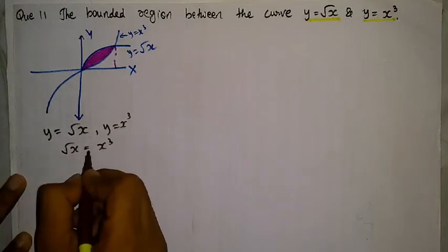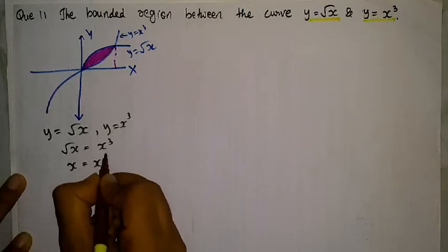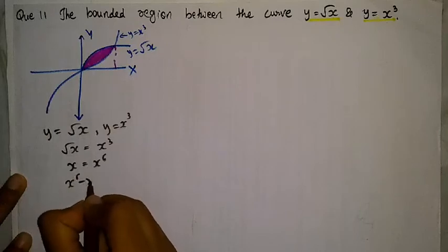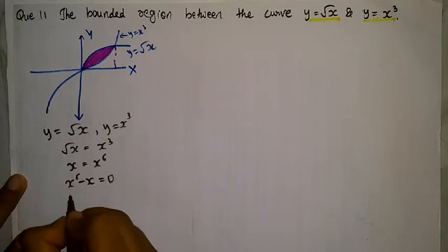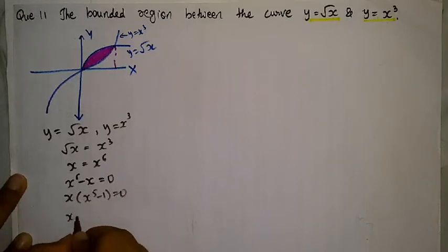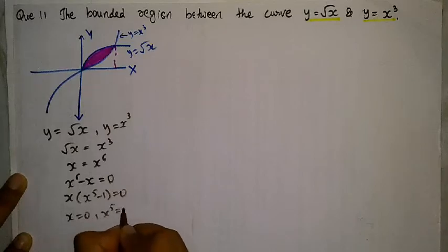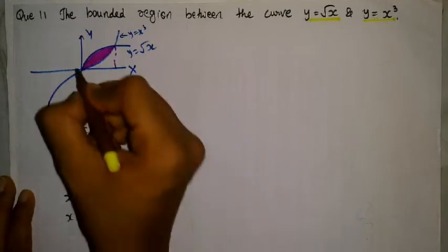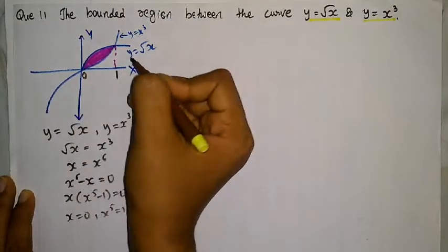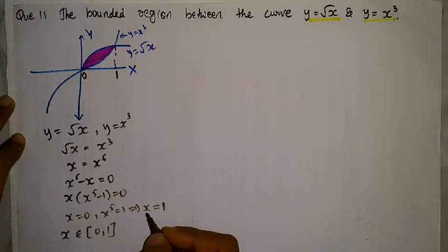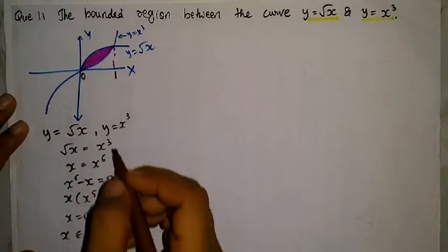Now squaring both sides, we get x is equal to x raised to 6. Taking x on one side, x raised to 6 minus x is equal to 0. Taking x common, x times x raised to 5 minus 1 is equal to 0. So x is equal to 0 or x raised to 5 is equal to 1, that implies x is equal to 1. So we got the intersecting points, one is 0 and another is 1. So x belongs to 0 to 1. Now the work of x is done, and we have to find the limit of y.